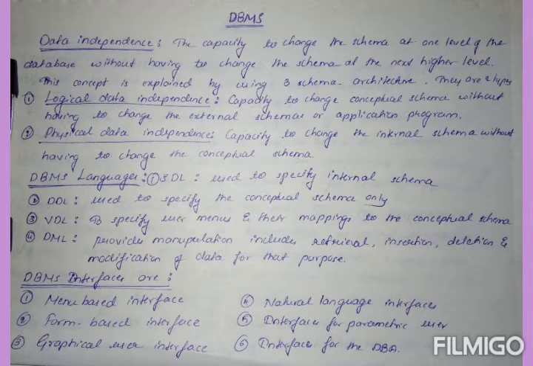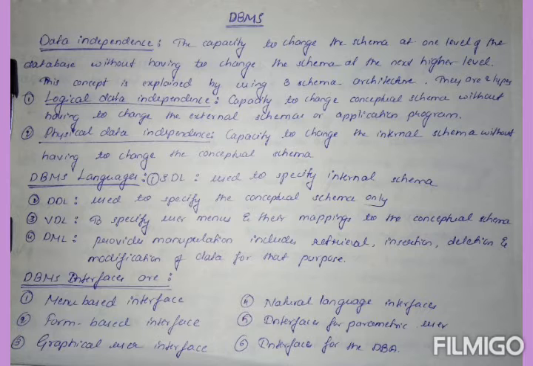Some of the DBMS languages are SDL, which is used to specify the internal schema, and DDL, which is used to specify the conceptual schema only, and VDL to specify user views and their mappings to the conceptual schema, and DML, which provides manipulation including retrieval, insertion, deletion and modification of data. And DBMS interfaces are total 6 types.